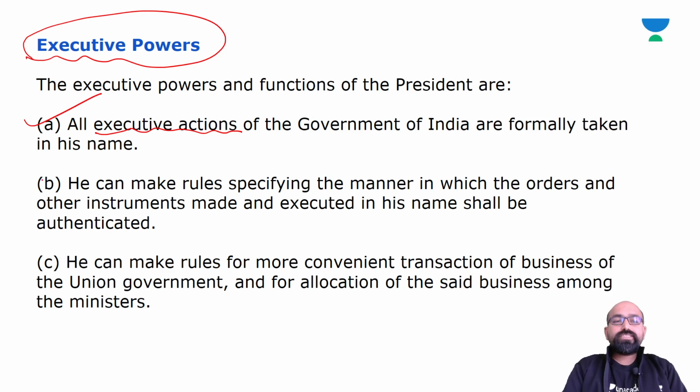Yes, the President can make rules specifying the manner in which the orders and other instruments made and executed in his name shall be authenticated. Now, the President can make rules for more convenient transaction of business of the union government and for allocation of the said business among the ministers. So he can make the rules for the more convenient transaction of business of the union government of India.